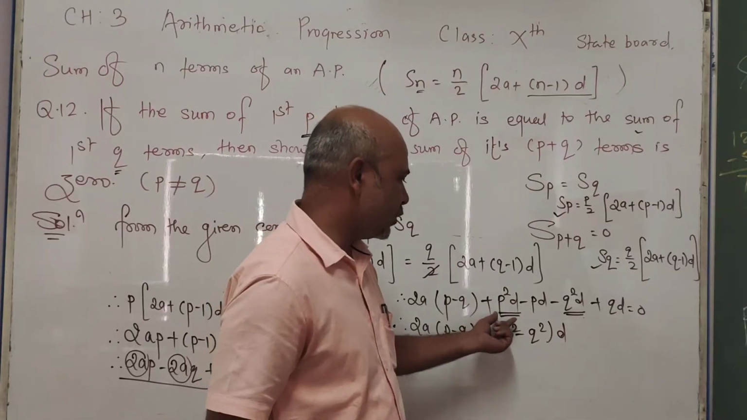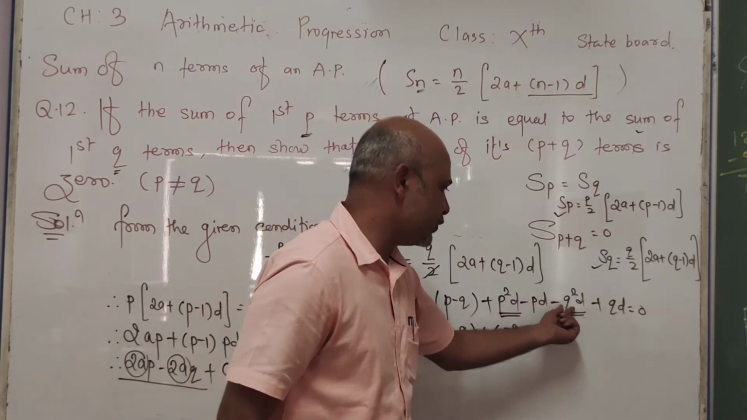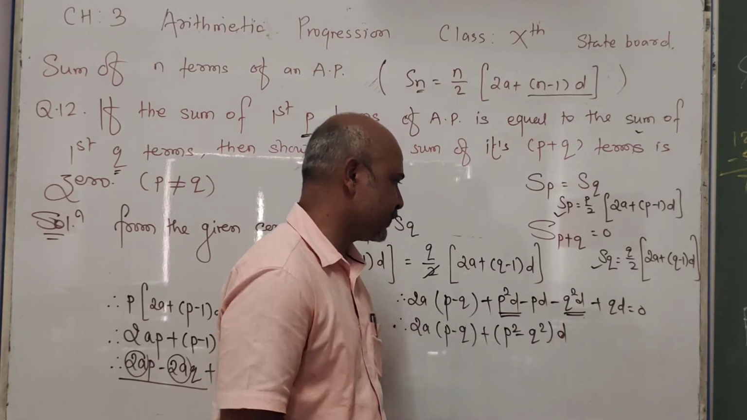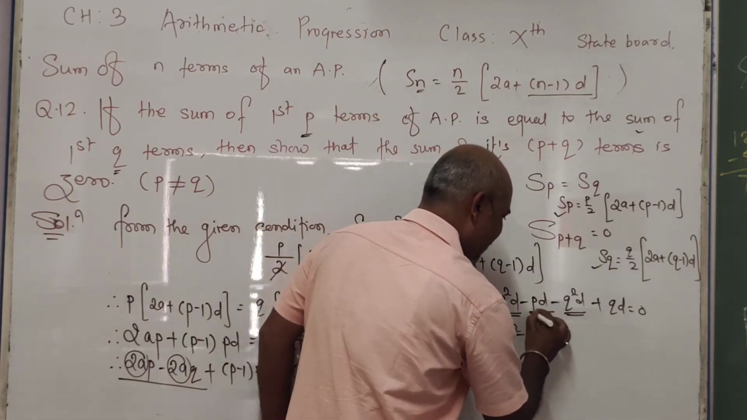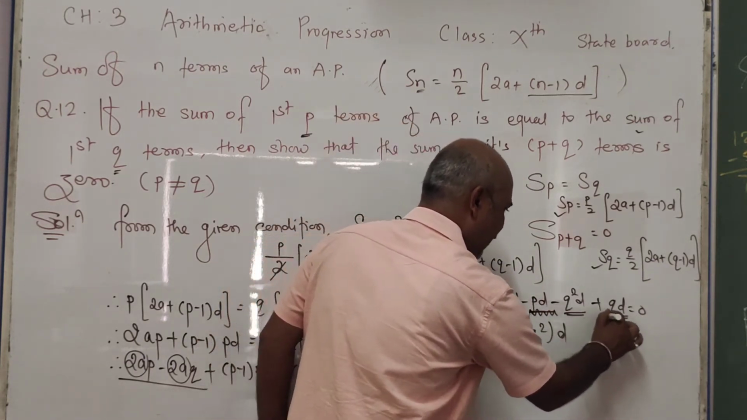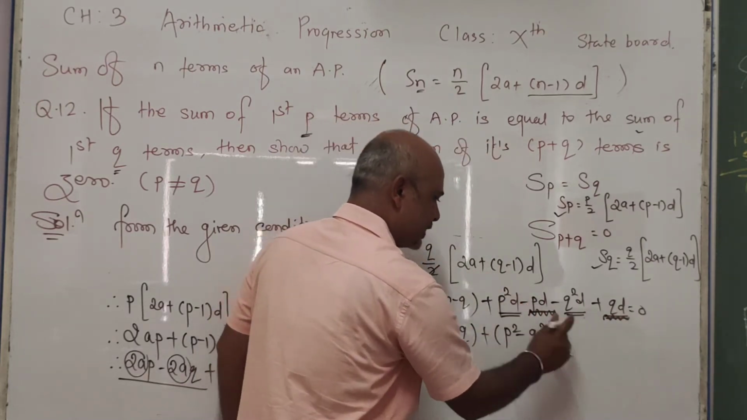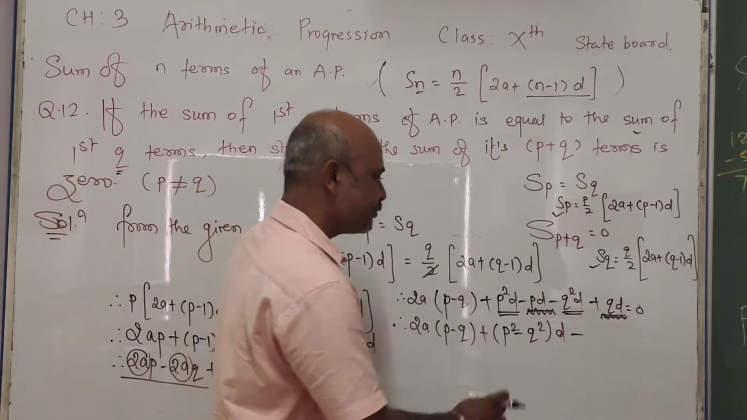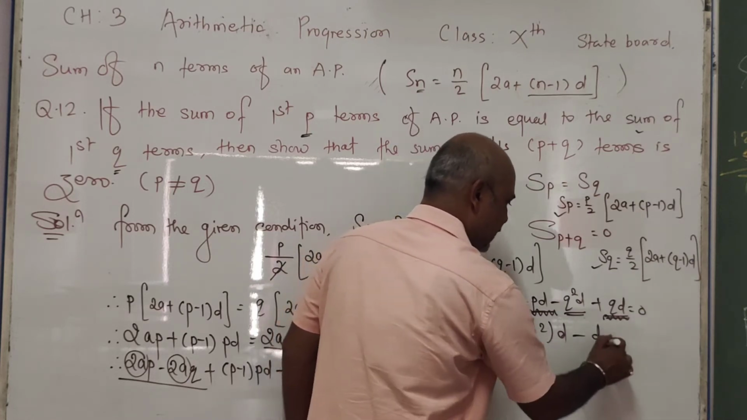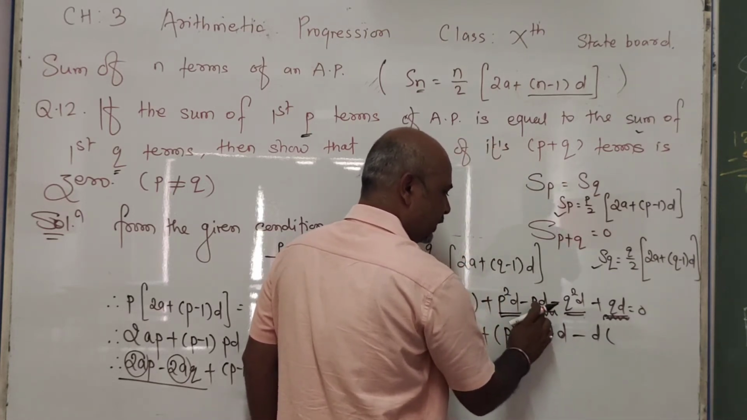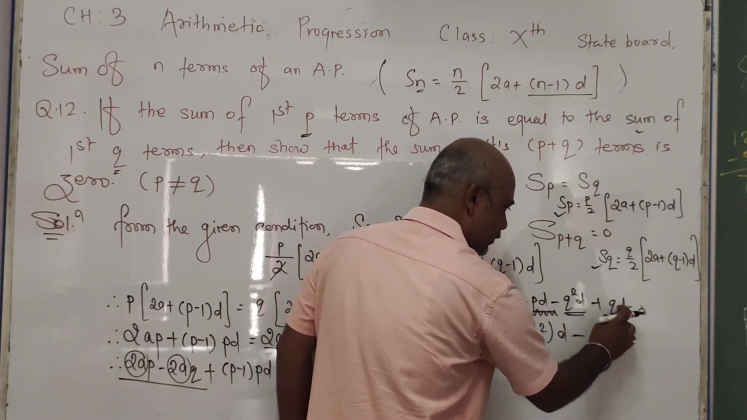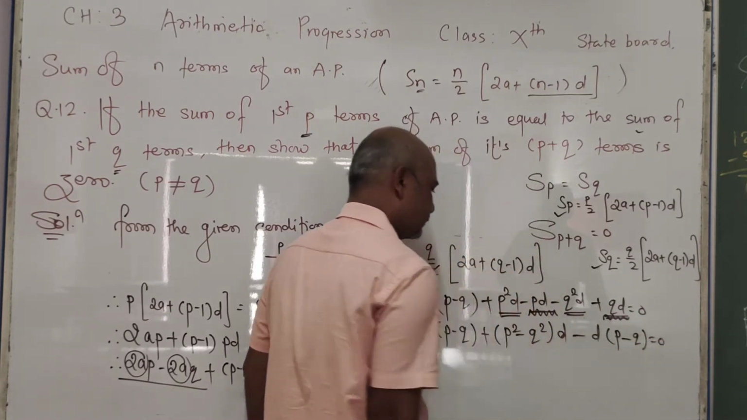Now this term, plus p square d minus q square d, d is common, so you will write p square minus q square. And about this term, minus pd plus qd, minus we will take common: minus pd plus qd, d is common, so we take minus d common, and you will get p, and because of this minus, this plus becomes minus, you will get q, and this is equal to 0, student.